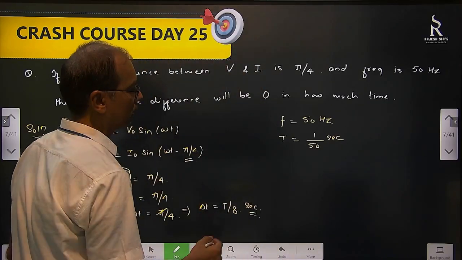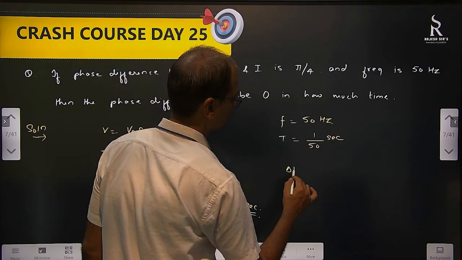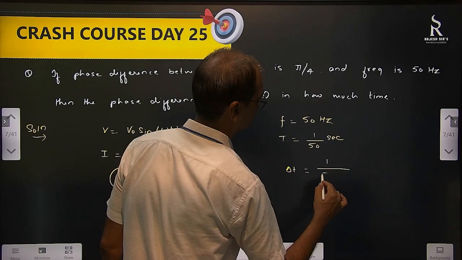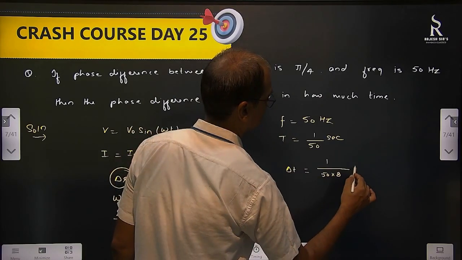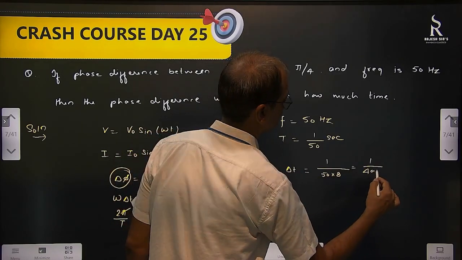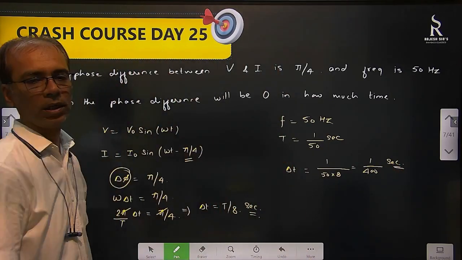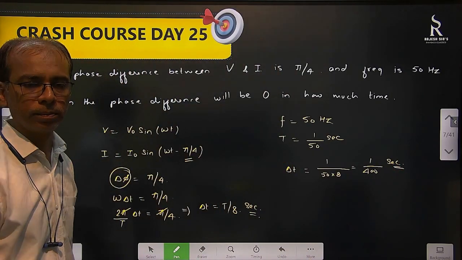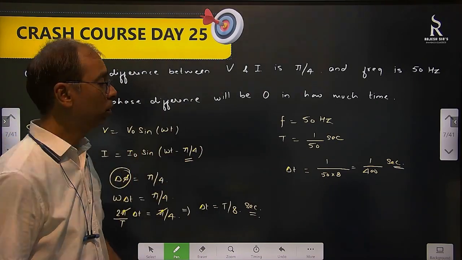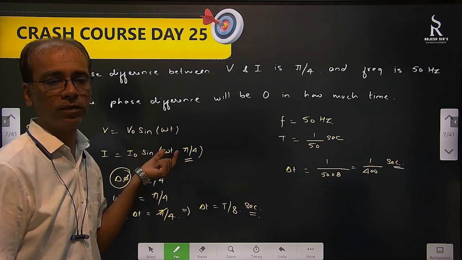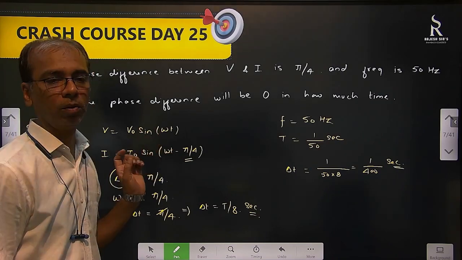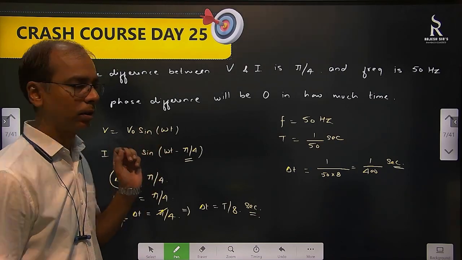So this delta t is 1 by 50 into 8, that is 1 by 400 seconds. So after 1 by 400 seconds, both will be in the same phase, according to the question. Here, who decides the phase, how to change the phase? Only omega delta t. Remember that.